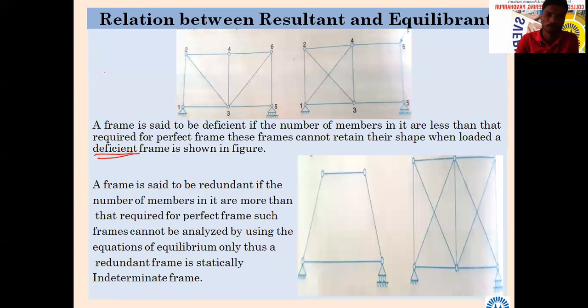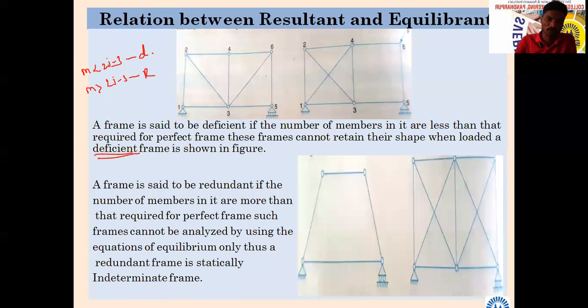Means that equation will become: members are less than 2j minus 3. In this case, we are going to call it deficient. Then a frame is said to be redundant if the number of members in it is more than that required for the perfect frame. Such frames cannot be analyzed by using the equations of equilibrium. The redundant frame is a statically indeterminate frame. So if the number of members is more than required, we call it a redundant frame. Such a frame cannot be solved statically, so we call it an indeterminate frame.